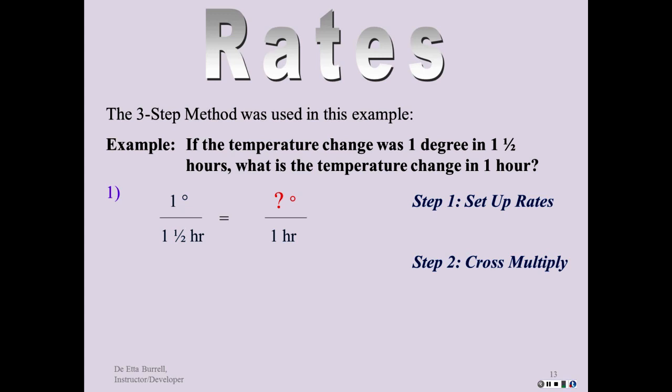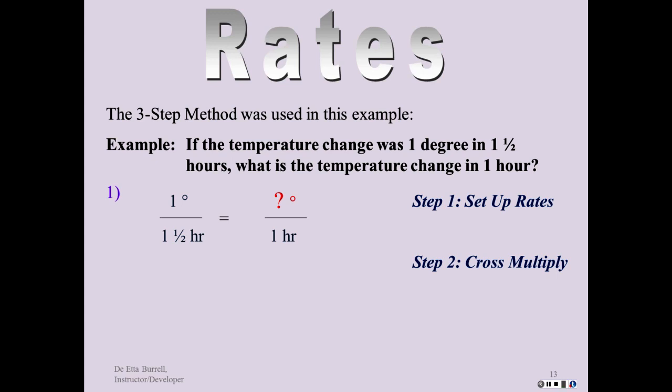So, the first thing you do is you be a detective when you're reading these word problems and hunt for the given ratio. The given ratio is 1 degree in 1.5 hours. Write the given ratio first. Let's write given here. Then look for the other number. In this case, they told you that it's 1 hour.